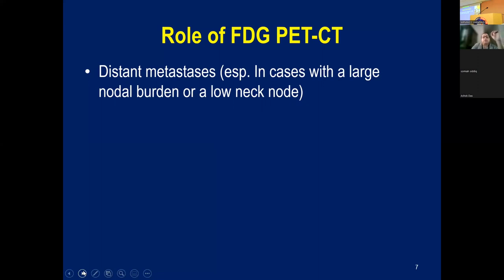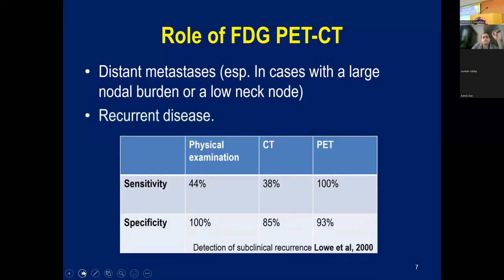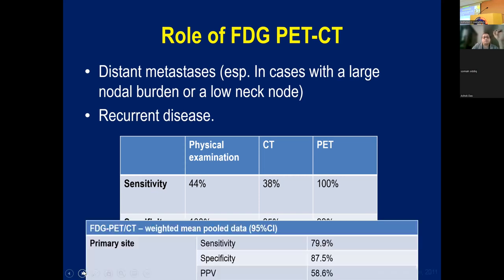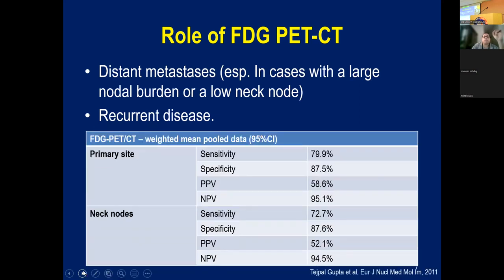Hence, I'm particularly discussing the role of the FDG PET-CT. Here, the role essentially lies in advanced disease where you have a heavy nodal burden, especially in the low neck, and in recurrent disease. This is important simply because we should not do an FDG PET-CT without discretion in our patients. The PET-CT's value lies in its high sensitivity and specificity, and especially a high negative predictive value in the post-CTRT setup. These values are high both for the primary as well as the neck nodes.